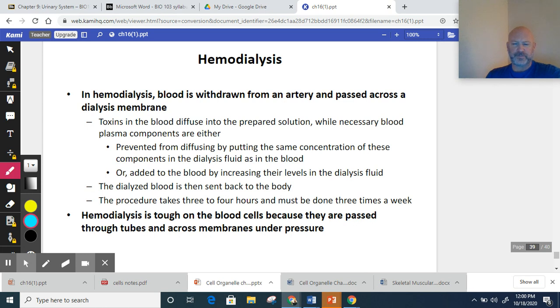So it's a carefully prepared solution that prevents the diffusion of needed components by putting the same concentrations of components in the dialysis fluid as they should be in the blood. So if there's an elevated level of toxins in the blood, they'll go down their concentration gradients, leaving the blood, entering into the dialysis machine. All right. So after that's all over, as the blood goes through the dialysis, the dialyzed blood then is sent back into the body. So it takes a couple hours. You're sitting there for sometimes 3 or 4 hours, and this has to be done several times a week.